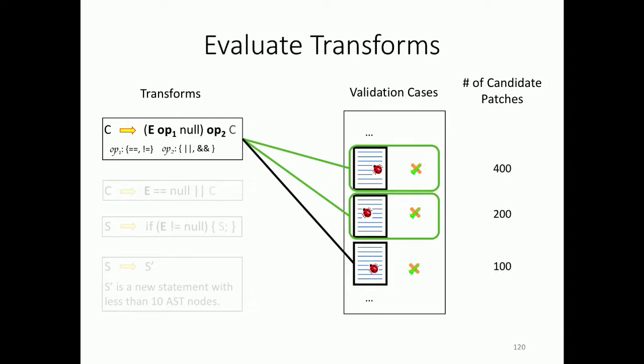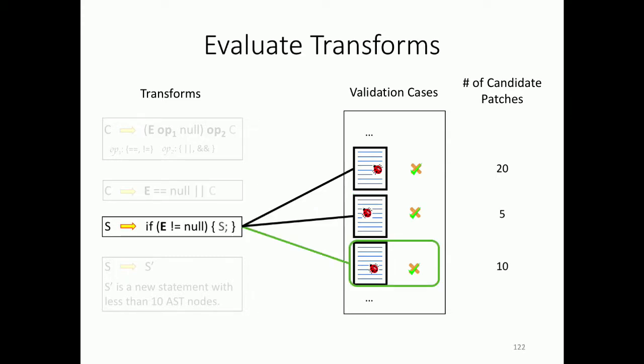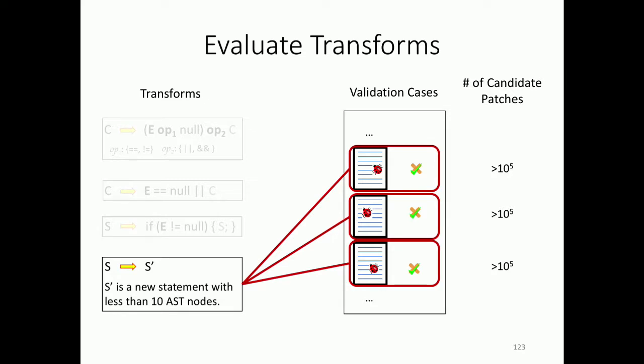Like the first transform covers the first 2 cases in the validation in the slide, and the second transform, because it's a subset of the first transform, covers only the second case, but the resulting search space is smaller. The third transform covers the third case, and the fourth transform is similar to the one that I talked about before. It can theoretically cover all 3 cases, but in practice, it generates a prohibitively large number of candidate patches. So we want to avoid such transforms.